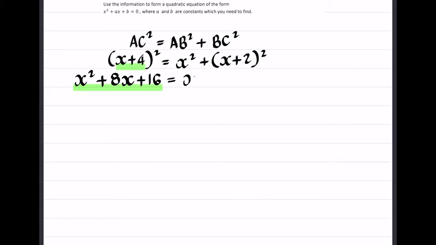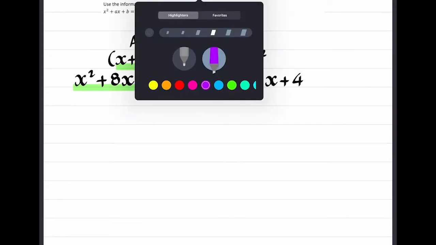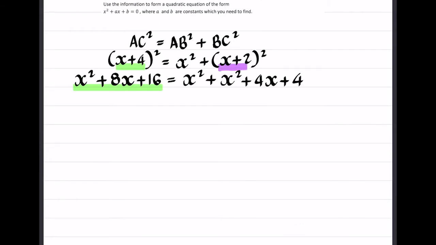Then we have x squared plus, because the signs are all positive, I can just write it out as is. First term squared, so I have x squared, multiply the two terms together, x times 2 is 2x, double it, plus 4x, and 2 squared is 4. So now I've taken this binomial and I've created this trinomial with it.